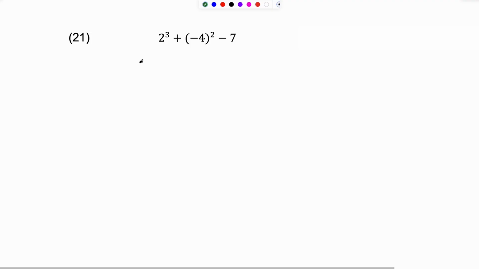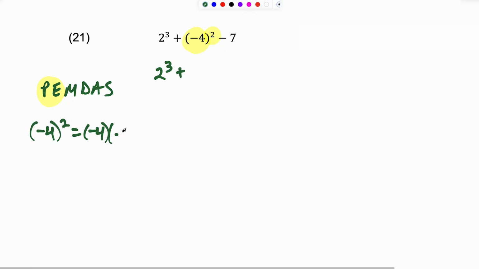Question 21, we have 2 to the third power plus -4 squared minus 7. So order of operations again, and we are going with parentheses and exponents first. The -4 to the second power is the piece that jumps out right away. So here we have 2 to the third power plus, and then -4 squared is the same thing as -4 times -4, which is equal to +16. So we're going to have 2 to the third power plus 16, and then minus 7.